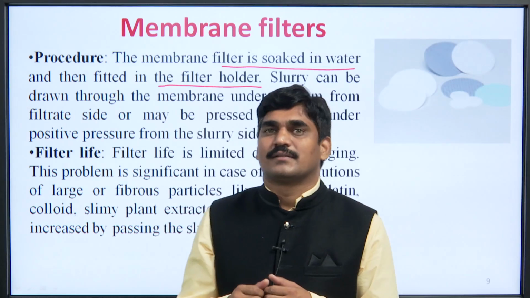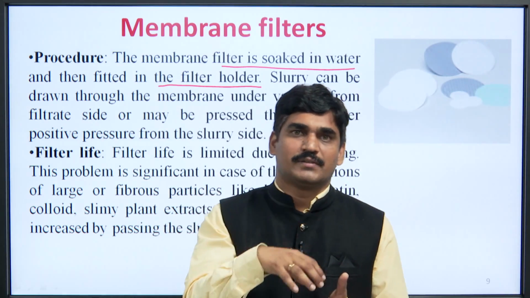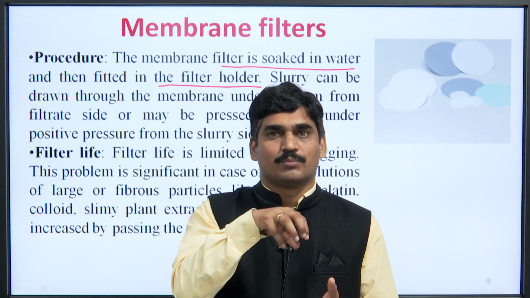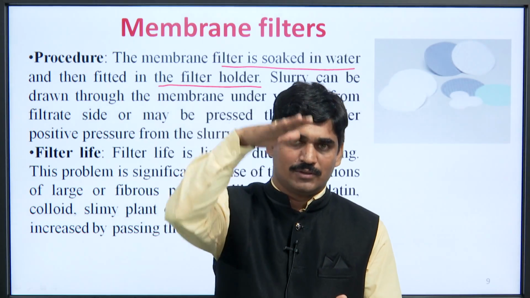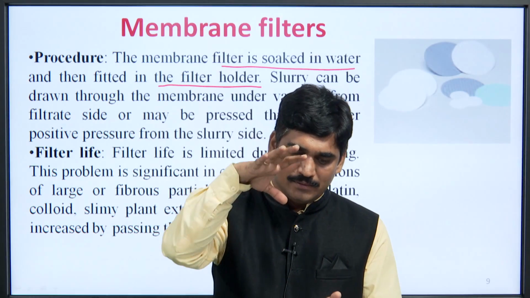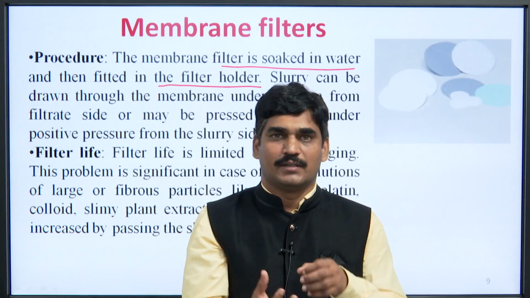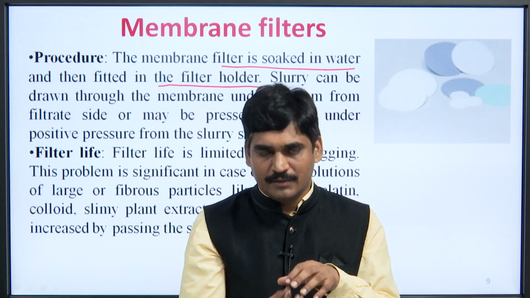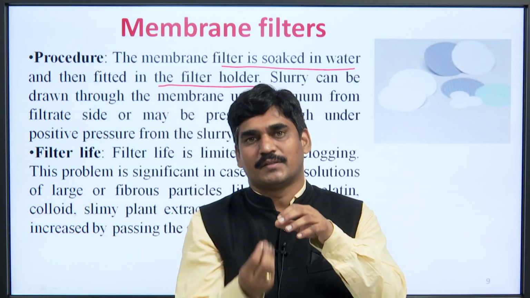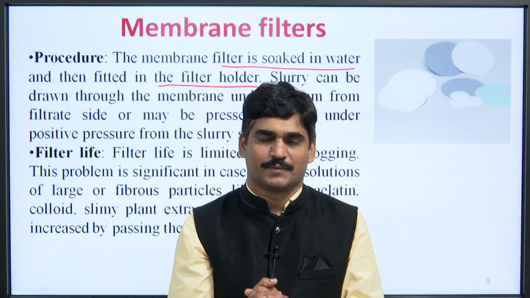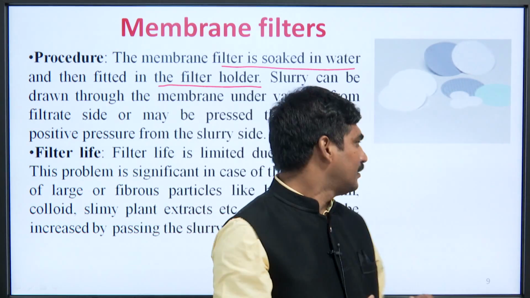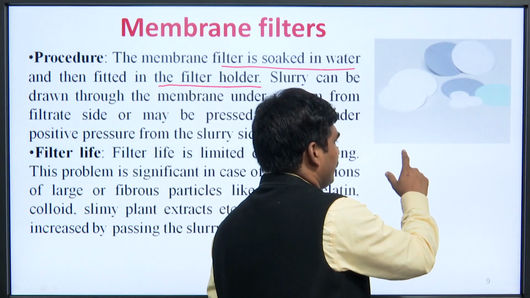In some cases, positive pressure can also be applied onto the filter media. Positive pressure is applied from the top of the slurry and it is pressed. As the slurry is pressed, it gives a positive pressure, and the filtrate passes through the membrane filter. Okay. So, this is the whole procedure for the working of membrane filters.